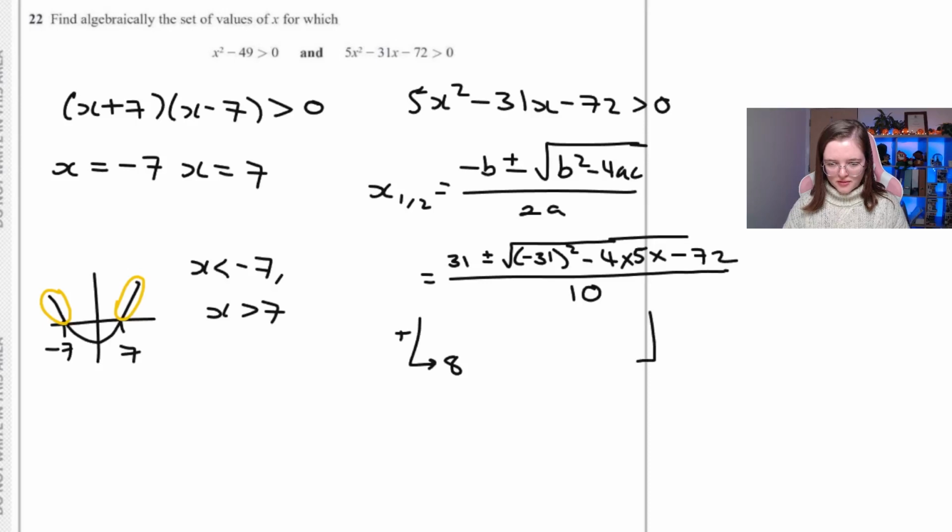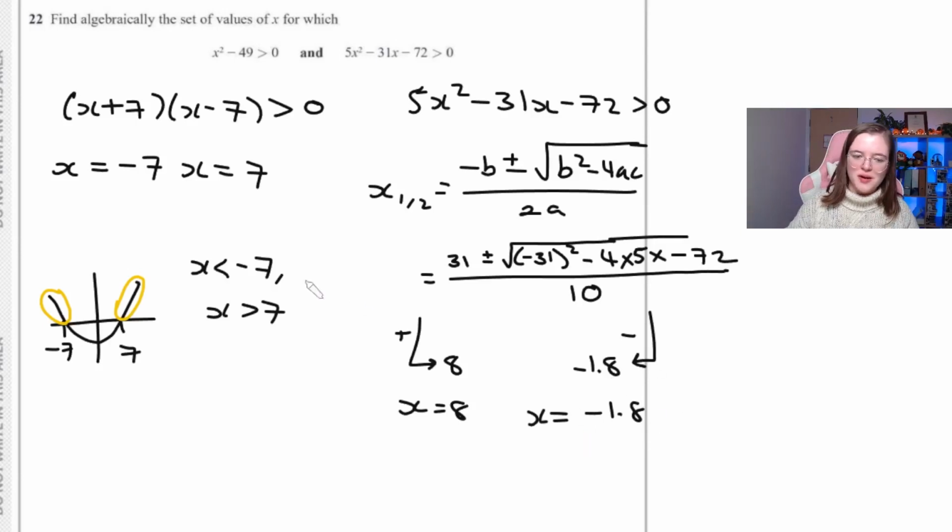Okay, and then on the flip side, the minus version, I get minus 1.8. And there we are. So then I have x equals 8 and x equals minus 1.8, or minus 9/5. Either or, doesn't really matter. I prefer the decimal in this case. We have to compare these inequalities in a second, so I'm going to keep them.